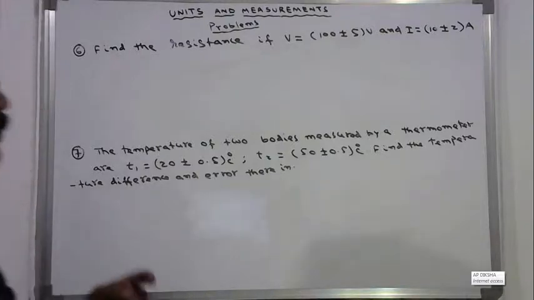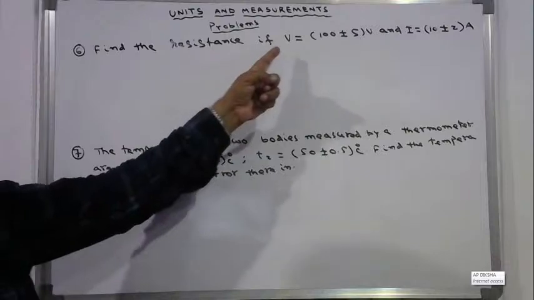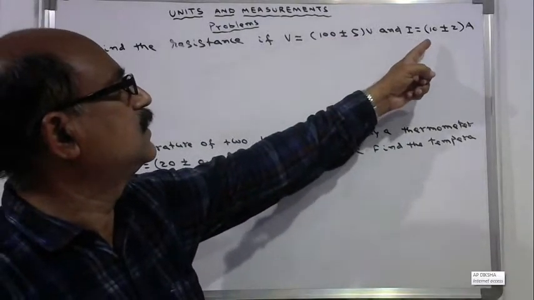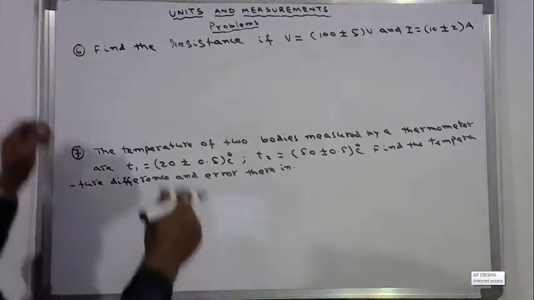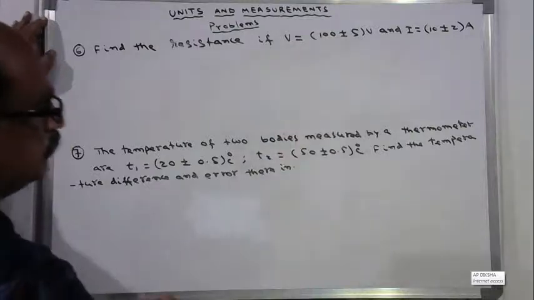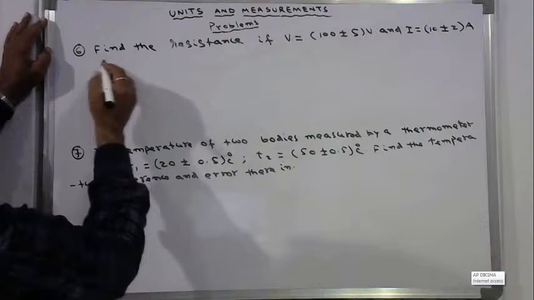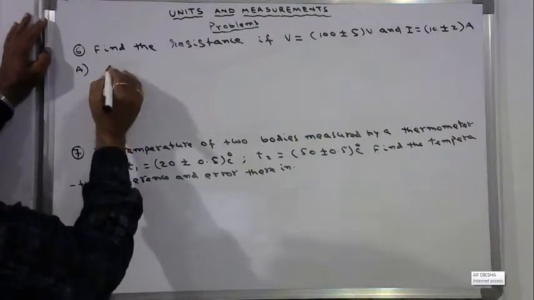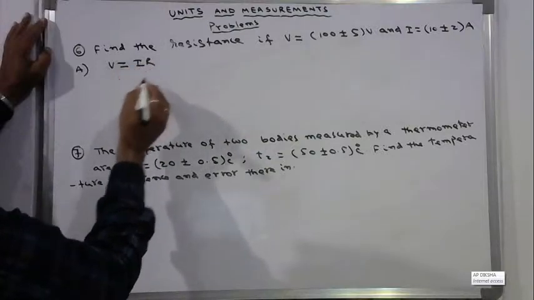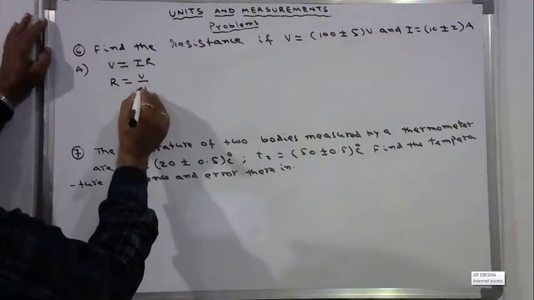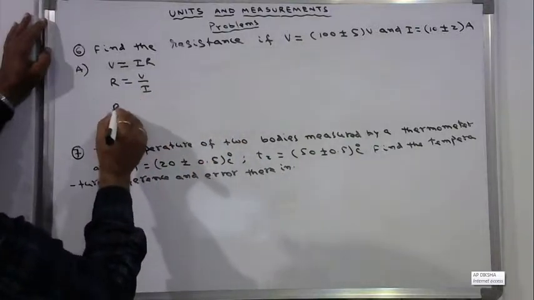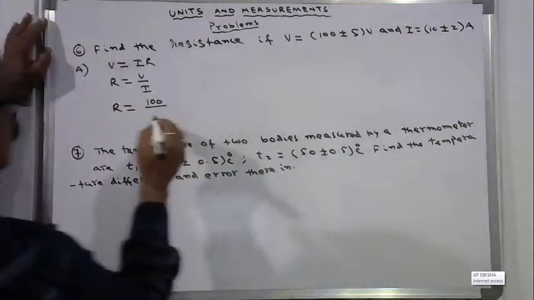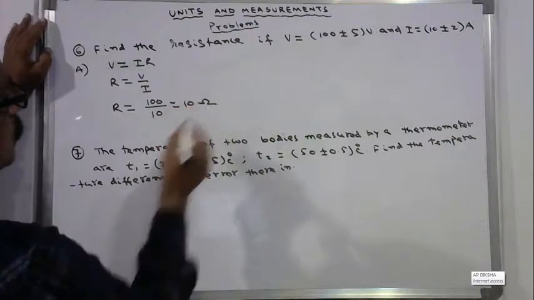Now let us observe the sixth problem. Find the resistance if the voltage, that is potential difference, V is equal to 100 plus or minus 5 volts and current is 10 plus or minus 2 amperes. So for this, we have to express the result with error. Actually, according to Ohm's law, V is equal to IR. So there R is equal to V by I. So what is the value of R here? R is equal to V, which is 100 volts, by I, 10 amperes. That is equal to 10 ohms. This is the main part.